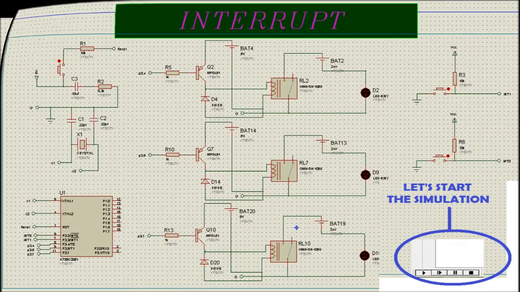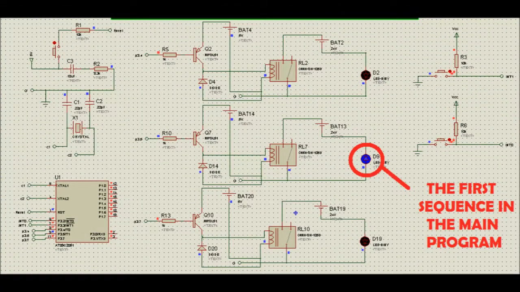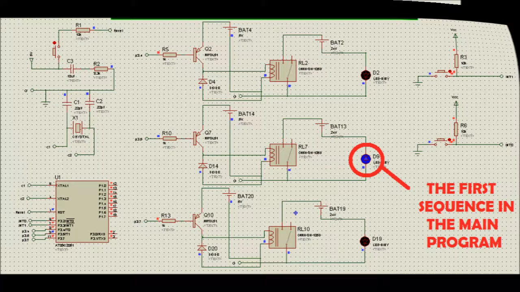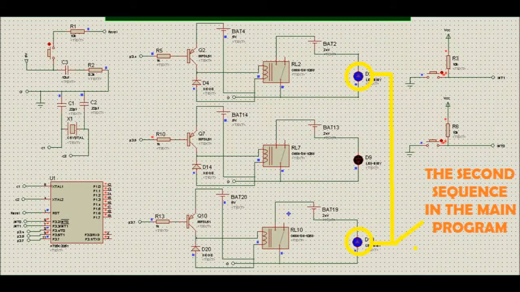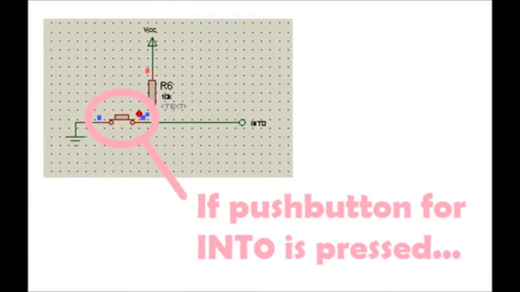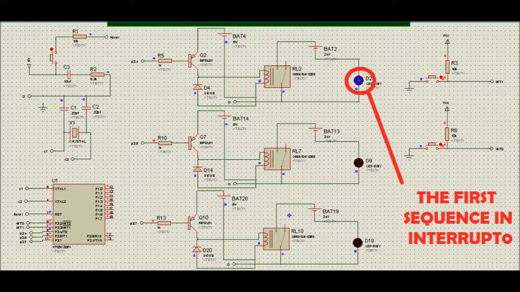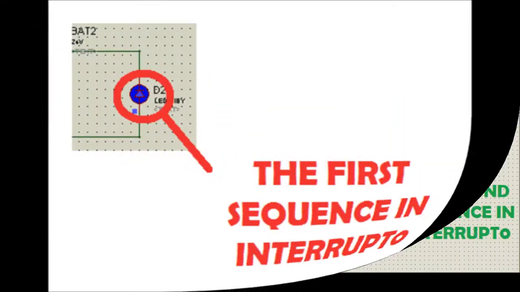Upon pressing the play button, the first sequence in the main program will be played. Preview. Followed by the second, and will continue to repeat until it is interrupted. If the push button for interrupt 0 is pressed, the sequence will be changed. This will be the first sequence and the second.